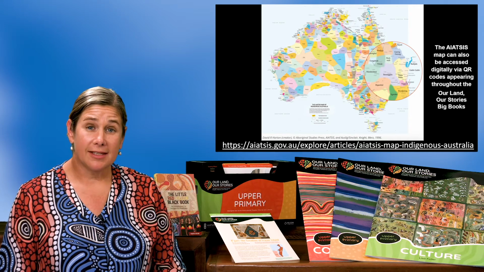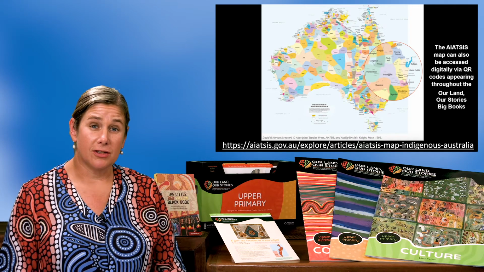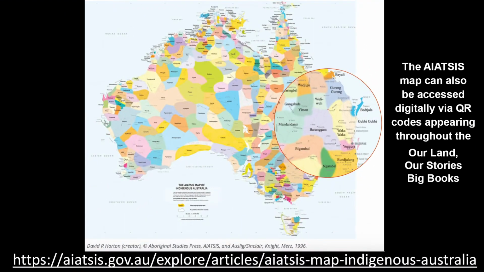You can also access the IATSIS map of Indigenous Australia online through this link. Encourage the children to scroll over the map as it highlights the different language groups, and encourage the students to find the language group for the land on which your school and community is located. If students were born overseas and have immigrated to Australia, ask them to identify the language group whose land they first arrived to Australia through. This is another way you can use this map to its full potential.